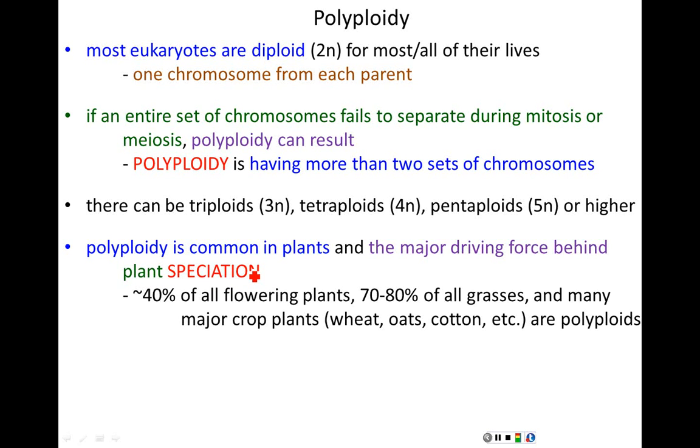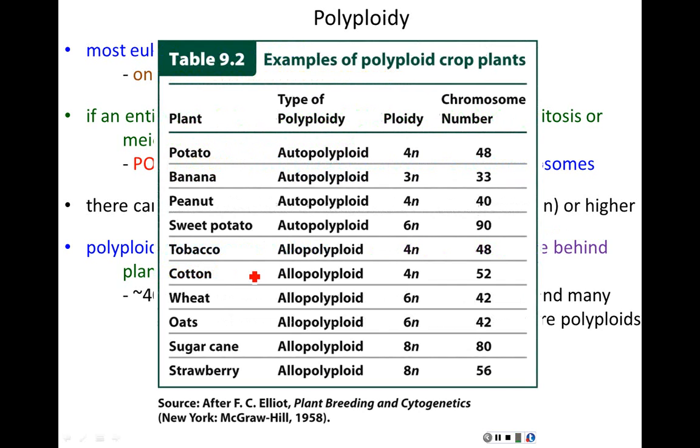About 40% of all flowering plants and between 70 and 80% of all grasses and most crop plants, wheat, oats, cotton, tobacco, etc., are polyploids. You can see that here. Potatoes are tetraploid, 4N. They have 48 chromosomes. Bananas, triploid. Peanuts, tetraploid. Sweet potatoes are sixploid, whatever the prefix is for that. Tobacco is tetraploid. Cotton's tetraploid. Wheat and oats, sixploid. Sugarcane and strawberries, eightploid.